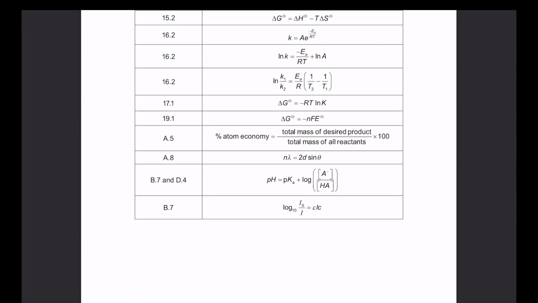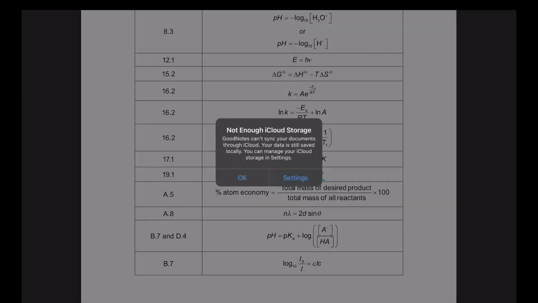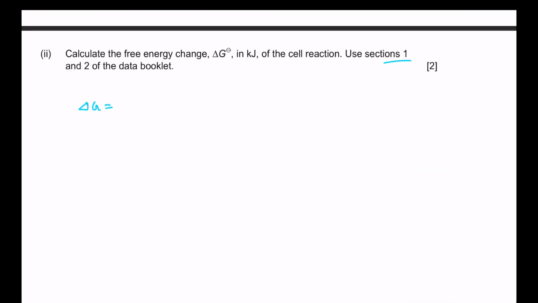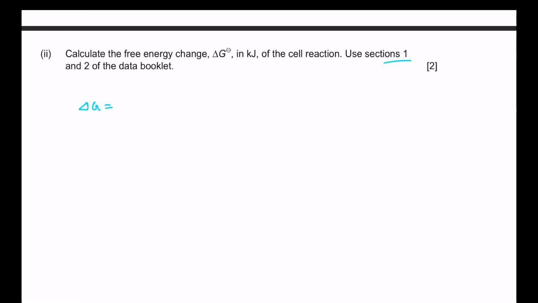Yeah, delta G is minus nFE naught. So that formula is from section 1. And from section 2, you can get the value of F. So the value of F here is this, which we can use in our question. Delta G is minus nFE naught cell.